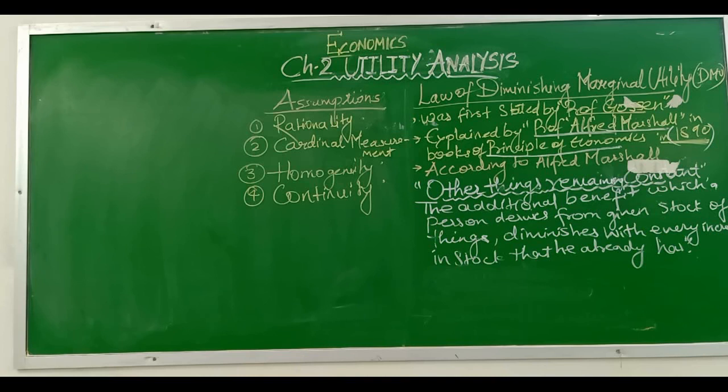The third one is homogeneity. The law assumes that units of commodity consumed by the consumer are uniform. They are identical or same in case of size, color, shape, taste, quality, etc.